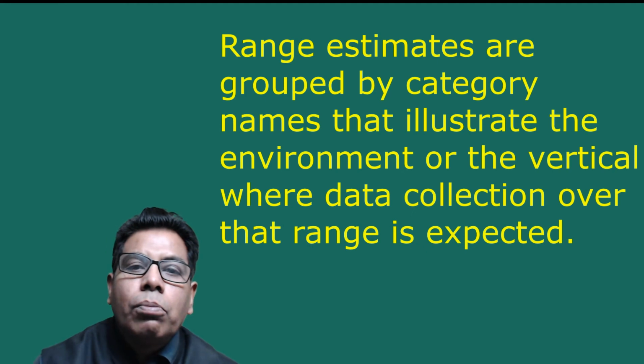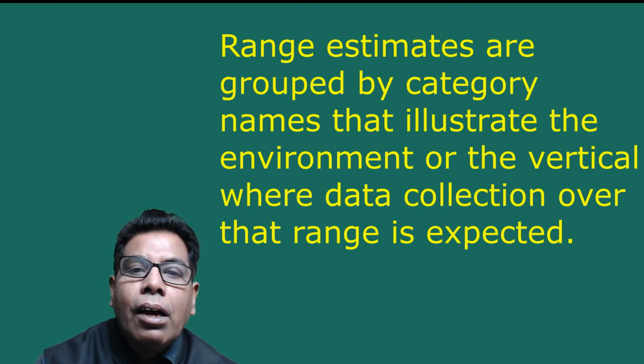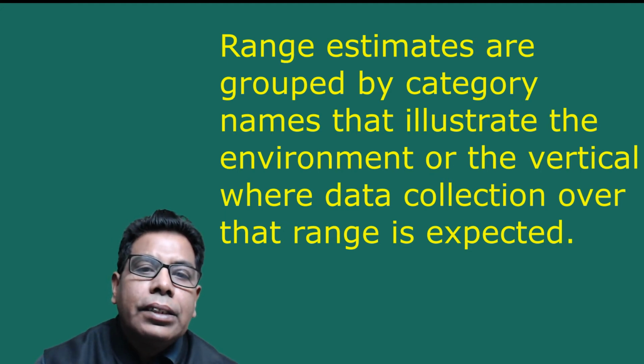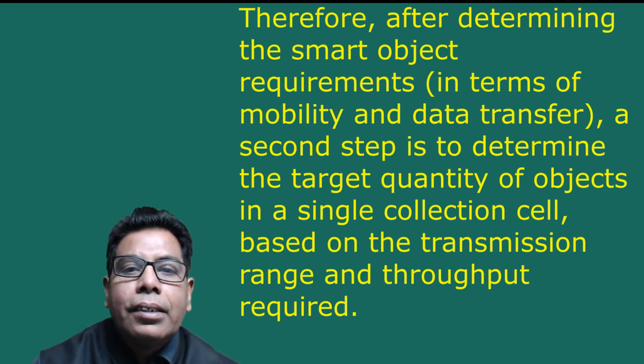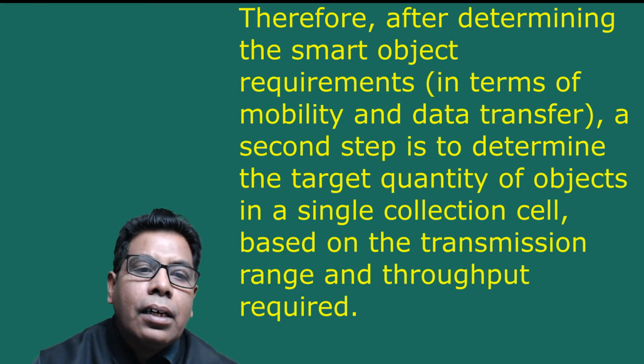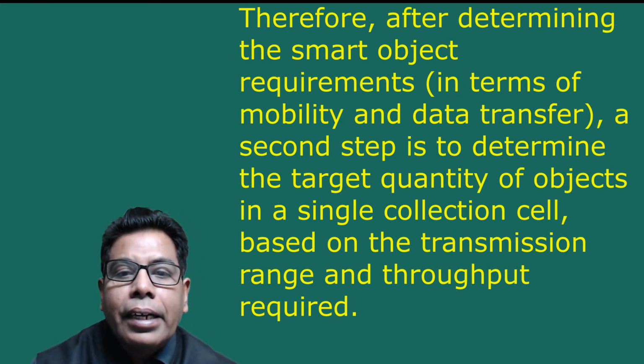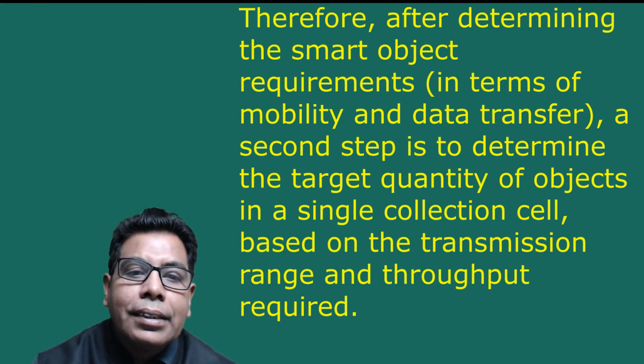Range estimates are grouped by category names that illustrate the environment or the vertical where data collection over the range is expected. Typically, an increase in throughput and achievable distance comes with an increase in power consumption. Therefore, after determining the smart object requirements in terms of mobility and data transfer, a second step is to determine the target quantity of objects in a single collection cell based on the transmission range and throughput required. This parameter in turn determines the size of the cell.